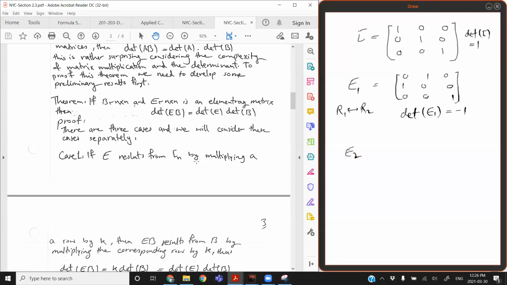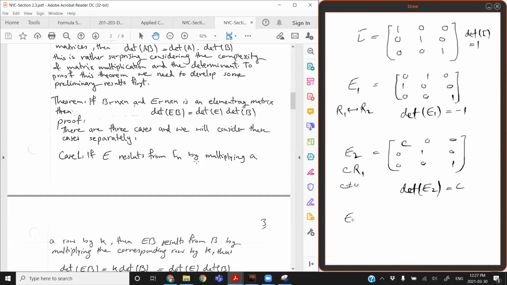So have these things in mind. Let's look at E2, which is the result of, let's say, C times row 1. Multiplying a row by a non-zero value, so C is not 0 here, is also a row operation, and I can perform that and get an elementary matrix. That would be C, 0, 0, 0, 1, 0, 0, 0, 1. So what is the determinant of E2 then? It would be C. That's right, because this is a diagonal matrix: 1 times 1 times C is C.